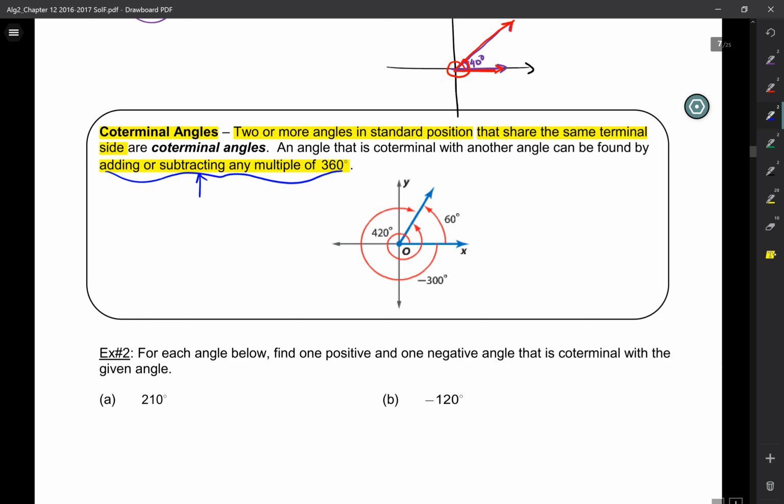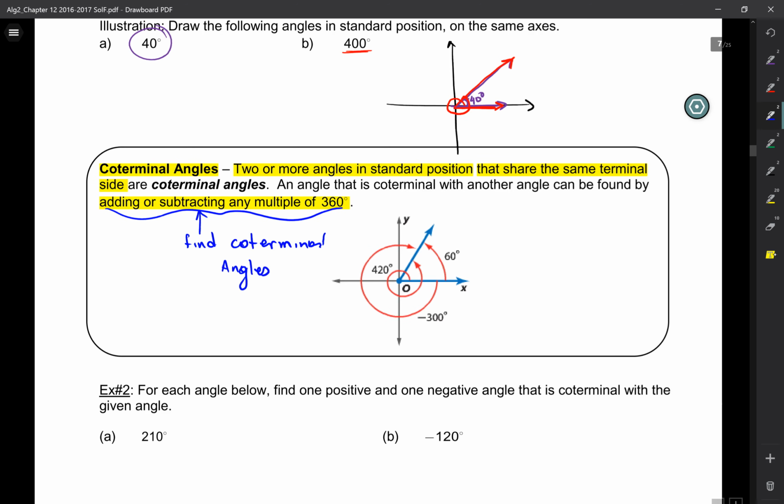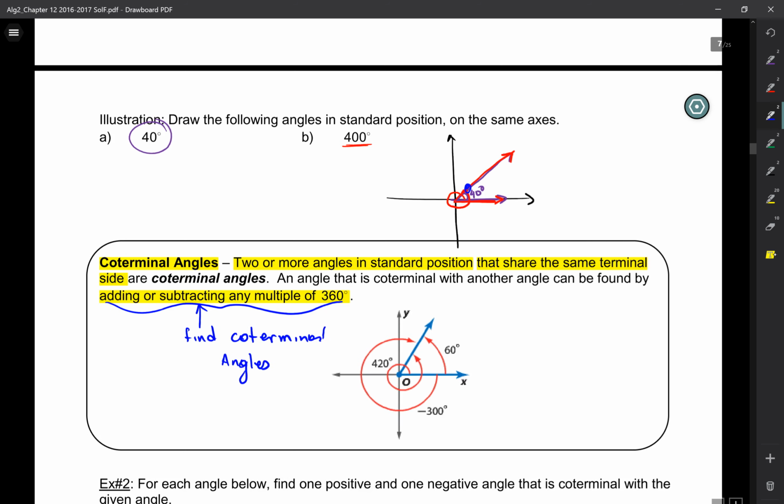So this is how we find coterminal angles. Basically, watch. If I have a 40-degree angle, I'm here. Now, if I go around 360 degrees, I get to the same point. If I go around 360 degrees again, I get to the same point. If I go 360 degrees in the negative direction, I get to the same point. So whether I add 360 or subtract 360, I get to the same point.